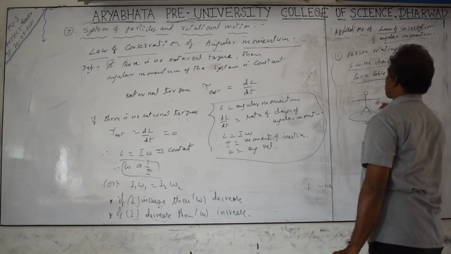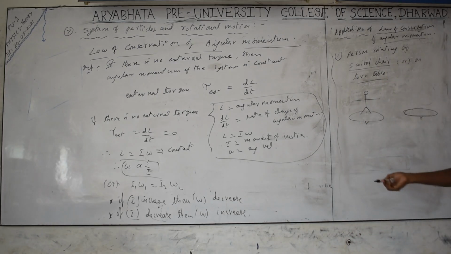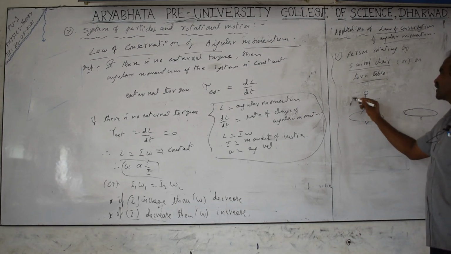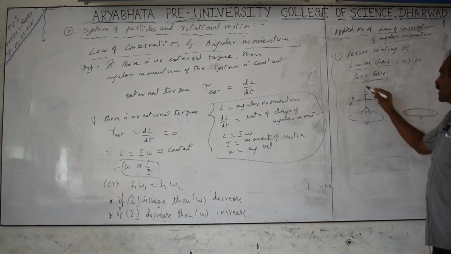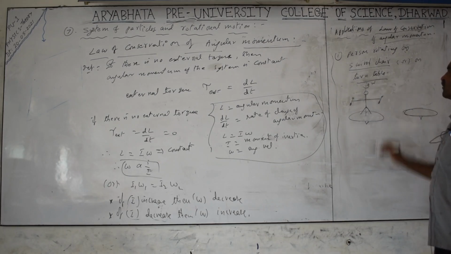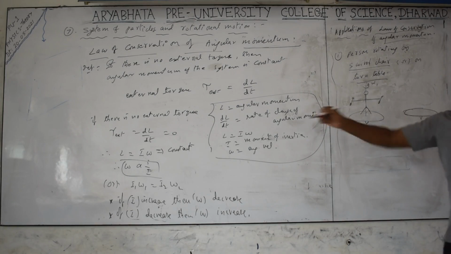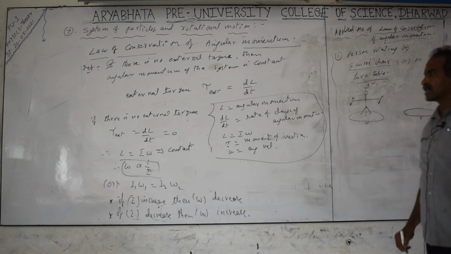With the hands stretched, you can take just the hand stretch, or you can take some weights in the hands, which will be more effective. The body is rotating with angular velocity omega 1. By stretching the hands, the moment of inertia of the body increases. I equal to mr square.